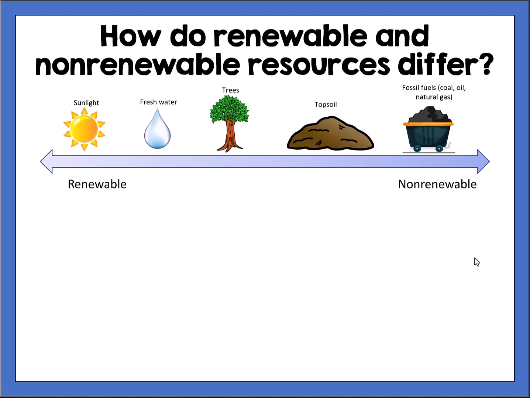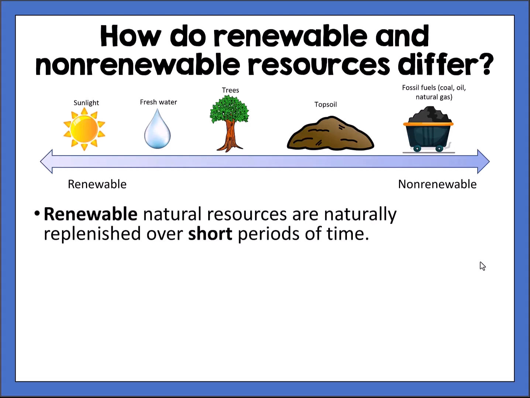So if we can have such a drastic effect on ecosystems for hundreds of years, potentially, by misusing ecosystem resources, it's important to know how to use environmental resources properly. So let's begin with a discussion of how renewable and non-renewable resources differ. Well, renewable resources are naturally replenished over short periods of time. So that would be things like sunlight and fresh water. They're being constantly renewed. Water's being renewed through the water cycle. So sometimes it's a little bit slower than we might like, but it does get recycled.